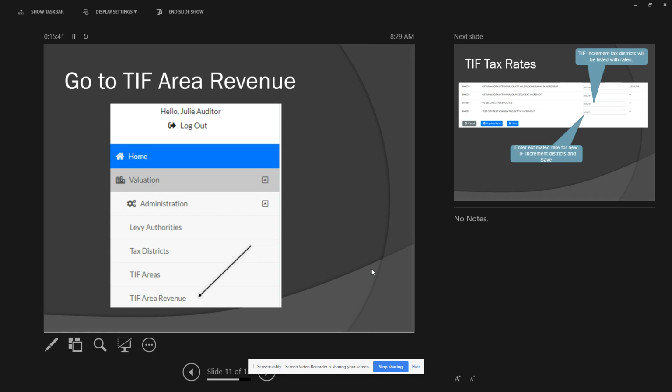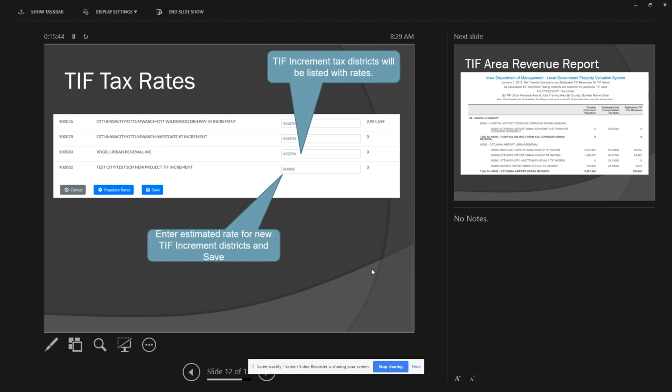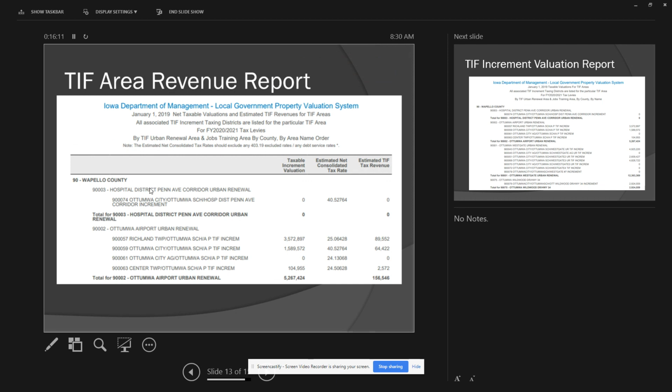So you'd go to the TIF Area Revenue option on the left-hand navigation. And again, it's going to populate for you the rates that we have on file for the current year. Those will all be listed for you. So if you don't have any changes, this will do that next step of the process for you. But if you do have a brand new increment district, it's going to show you a 0. So you're going to have to enter the estimated rate for new increment districts and then do a save. And so then when you have done that, you are able to go to reports and run a TIF area revenue report.